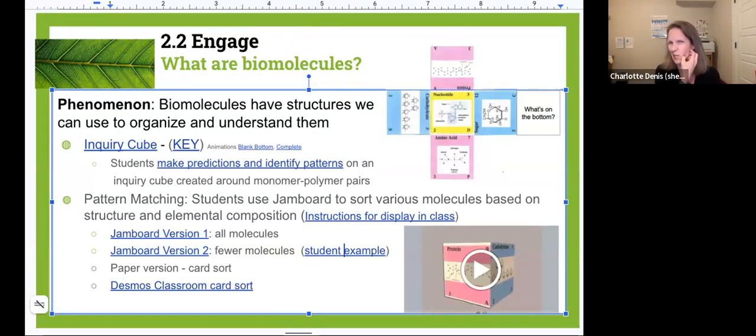This is from an old AP Bio activity that's been on the web forever, but we've never been able to find who originated it. So if you know, please let us know. We would love to credit that person with the original work.